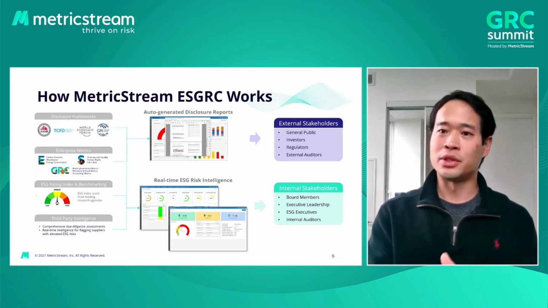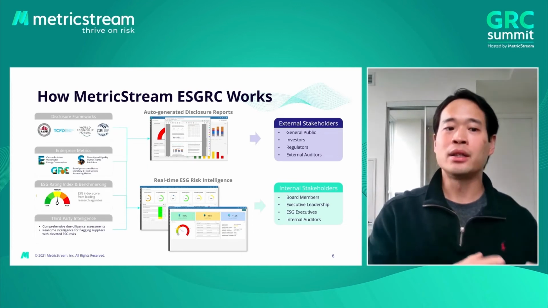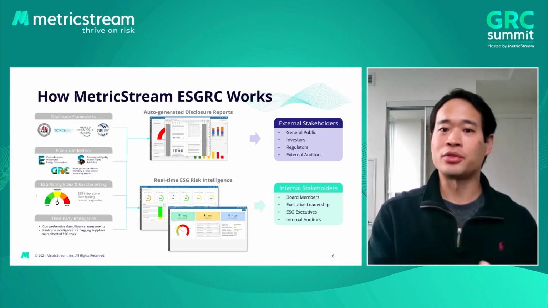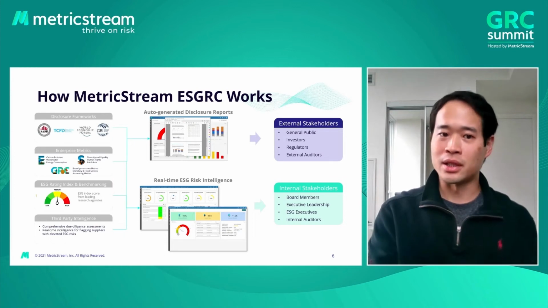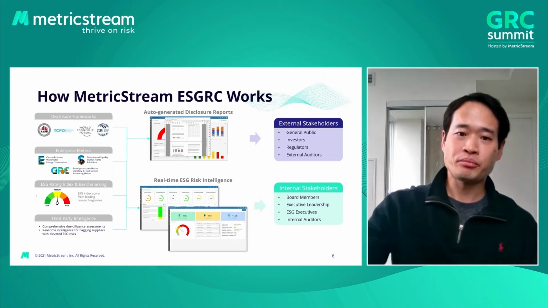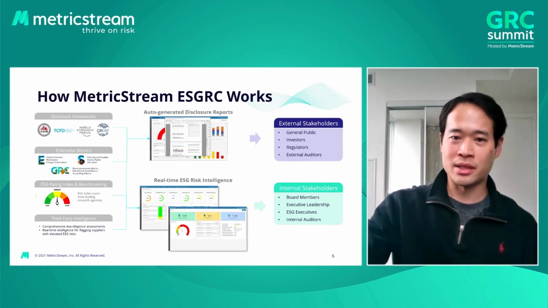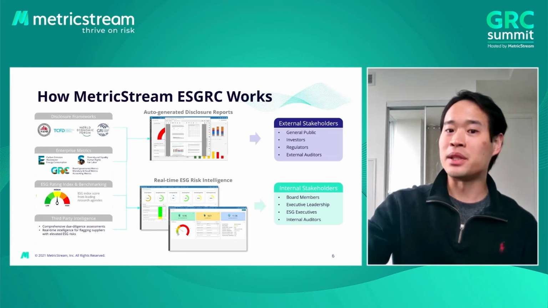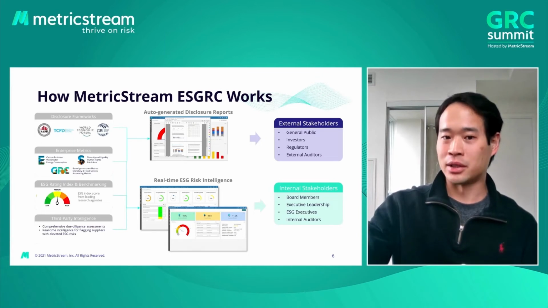Third-party risk intelligence, we talked a bit about that. How do we track your suppliers and your third parties to make sure that they're also carbon neutral, they're doing all the right things from a social perspective, and they're also properly disclosing and being transparent with their executive data? So we'll talk about these throughout the next few minutes, but these are the key people that we would like to provide the right sets of data and reports towards.